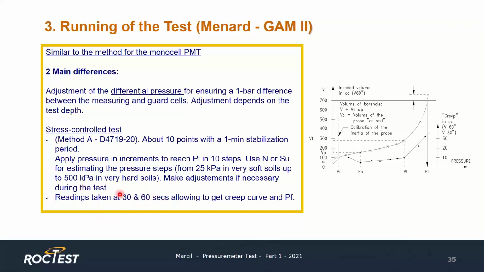Also, readings will be taken after reaching each step. Readings will be taken after 30 seconds and 60 seconds. And the variation of the volume between these two readings will be used to plot a creep curve that we see here. This curve is not used for design purposes, but it allows to better spot the PF, the yielding pressure, on the main curve.